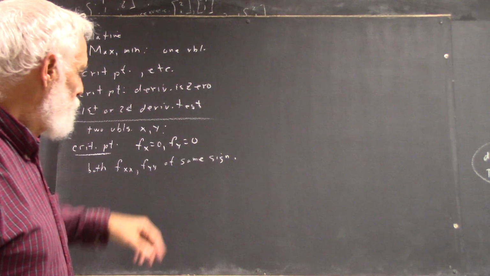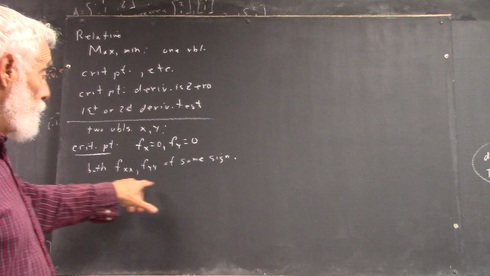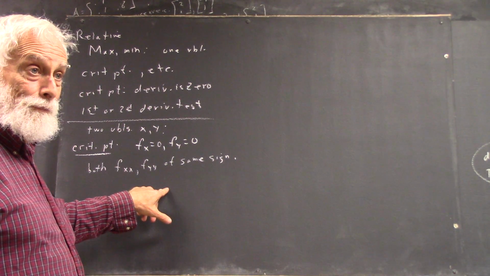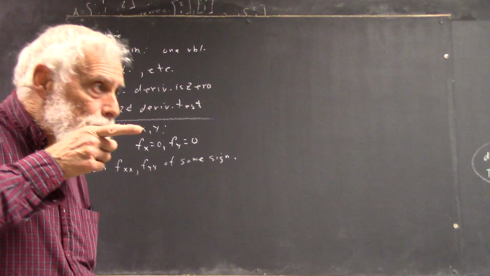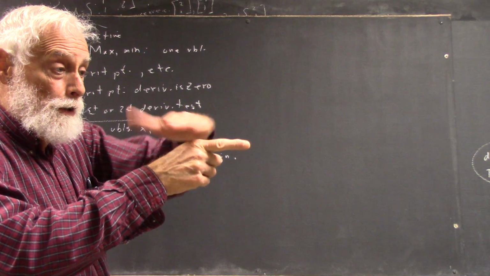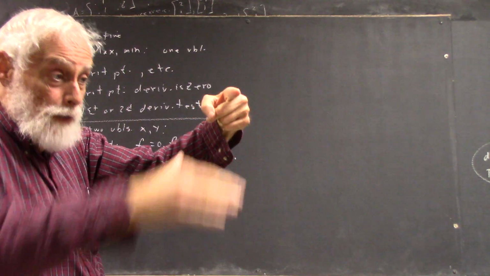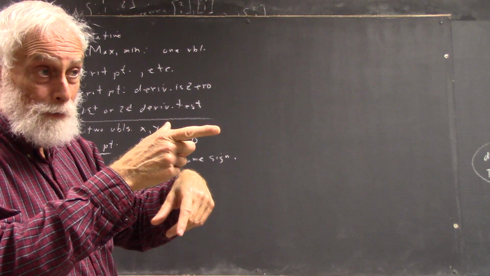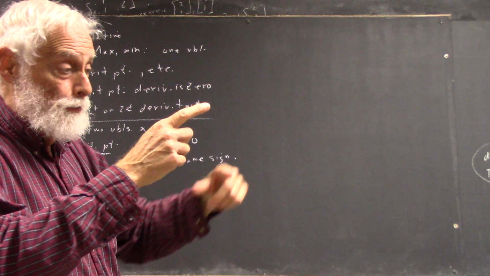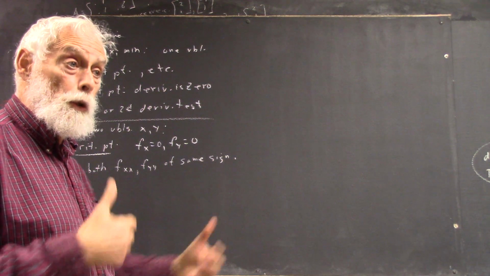Well, another thing would be, even if you have derivative 0, both your second partials would have to be the same sign. Okay? In other words, if it's level here, but you're concave up, and level in this direction, but you're concave down, you clearly don't have a max or min. You go in one direction, the function's increasing, you go in this direction, the function's decreasing. Either way you go, okay?